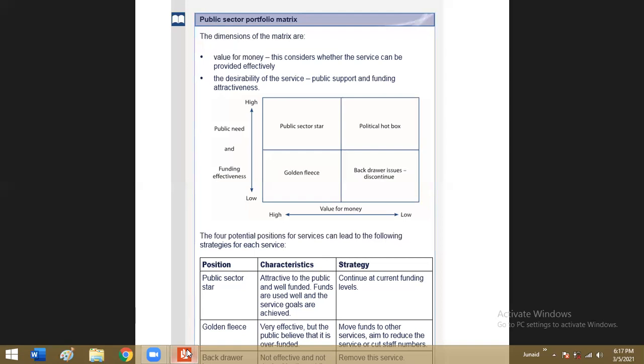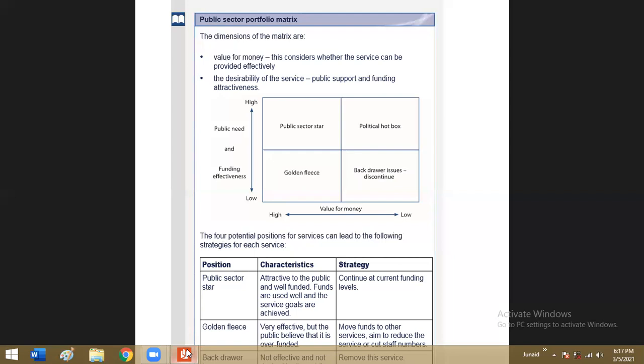But if the scenario is addressing the public sector, then you have to assess on two different variables. Now the variables are not market growth and market share, but value for money and public need and funding effectiveness. If public need and funding effectiveness is high, the government has the funds, and it is also creating high value for money, this is called public sector star. That product is a public sector star because both things are high.